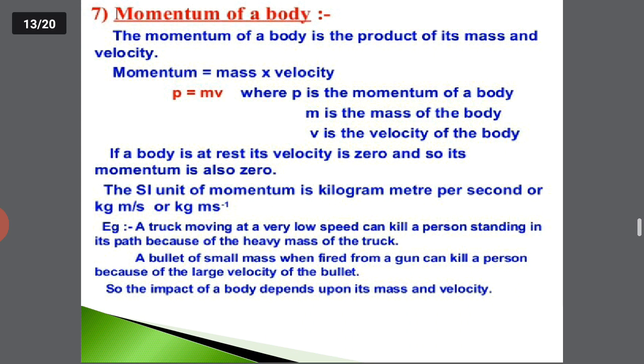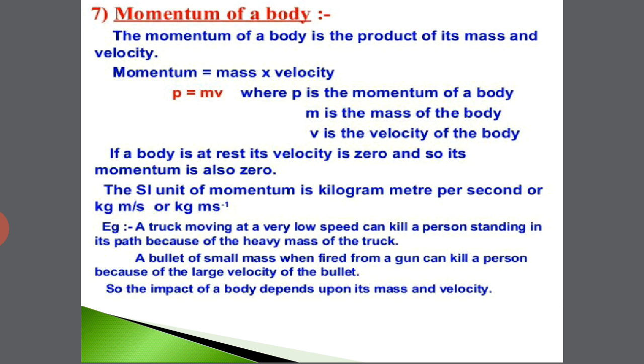Momentum of a body. The momentum of a body is the product of its mass and the velocity. Momentum: mass is directly proportional to v. P is equal to mv, where p is the momentum of a body, m is the mass of the body, v is the velocity of the body. If a body is at rest, its velocity is 0, so its momentum is also 0. The SI unit of momentum is kilogram meter per second, kg m/s.